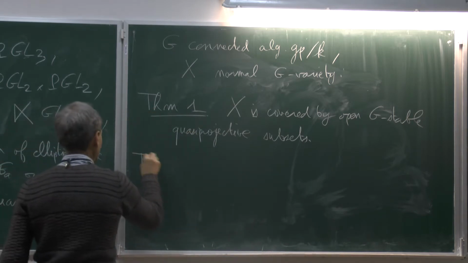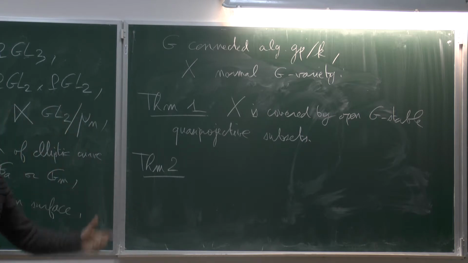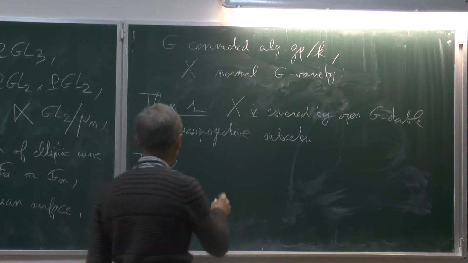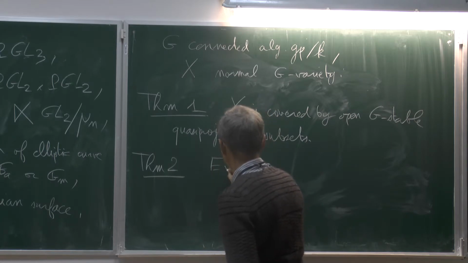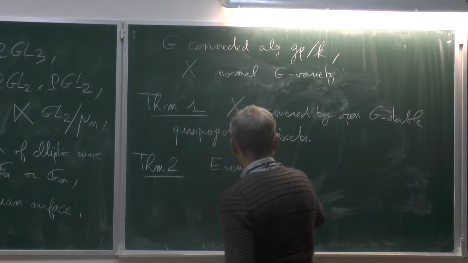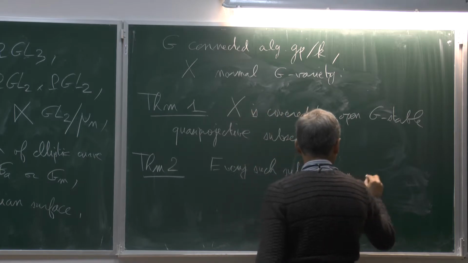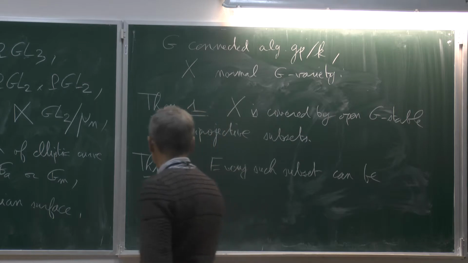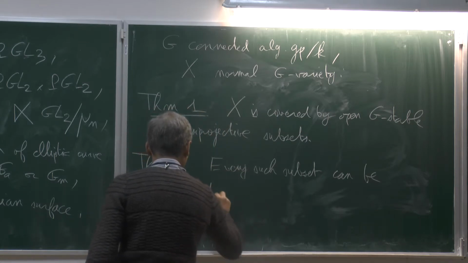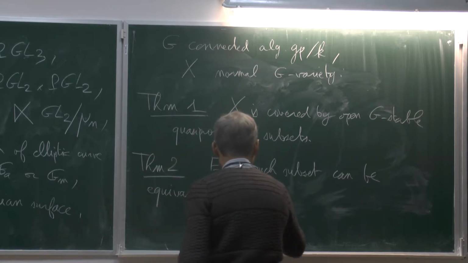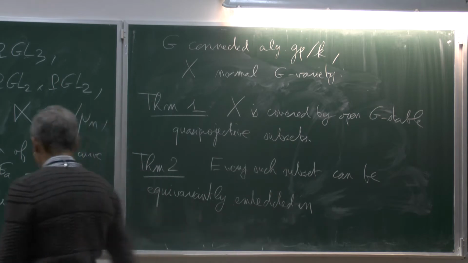And theorem 2: any such subset has some kind of structure of that form. It can be equivariantly embedded in something which I will write over there.